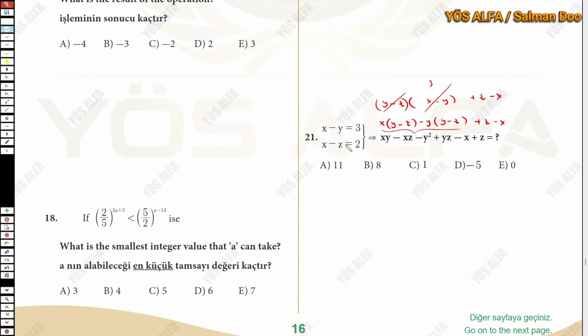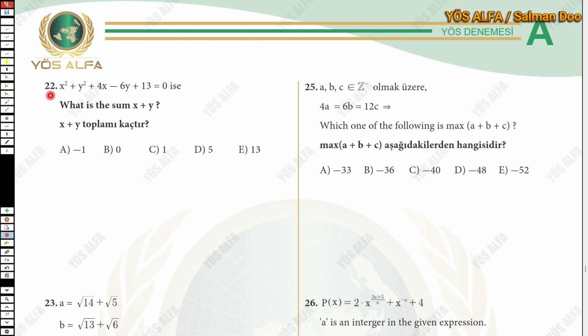So when we subtract these two, we have minus y plus z is equal to 1. So we want to find out y minus z. So y minus z is minus 1. And z minus x. X minus z is known, so z minus x is minus 2. So our answer is minus 3 minus 2, which is minus 5. The answer is D. 22. There are two second order equations inside this expression.